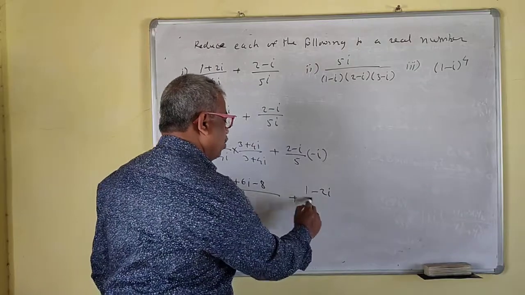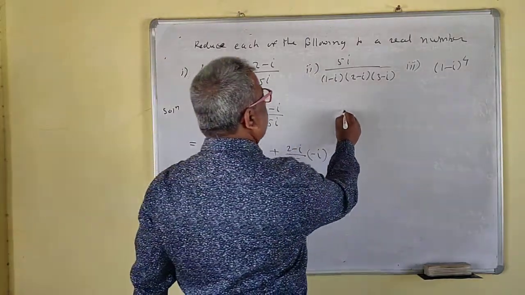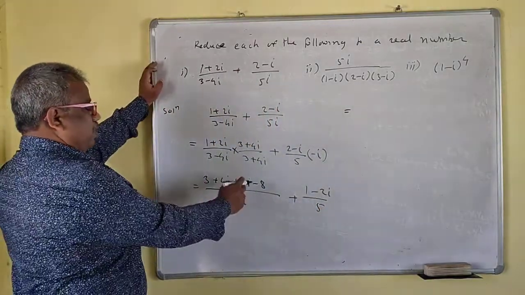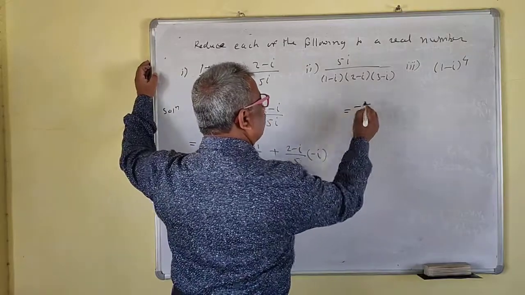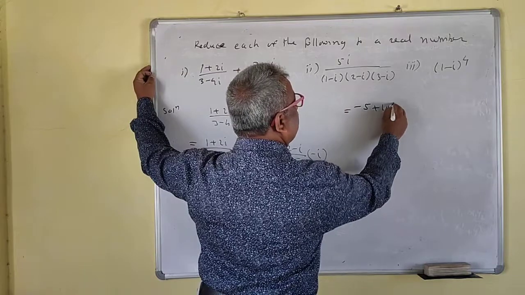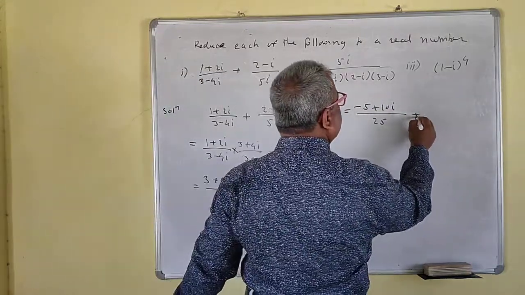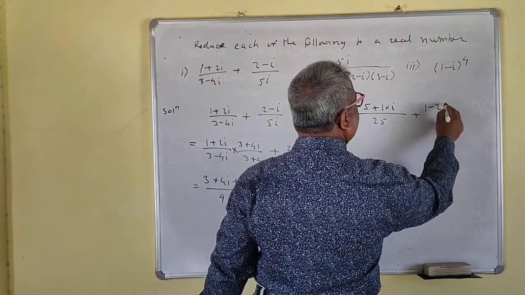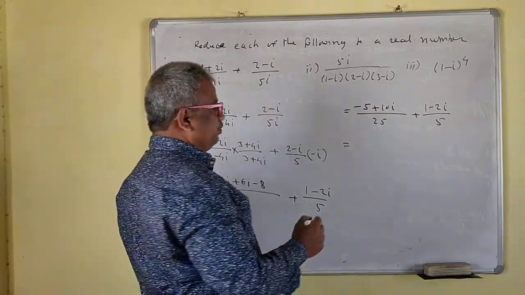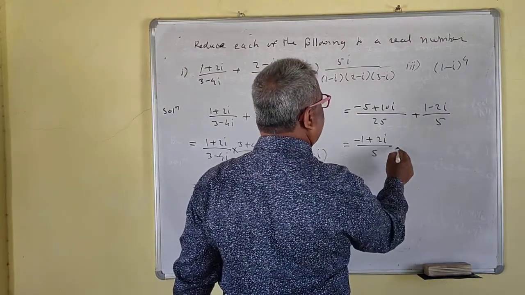So 1 upon 5 now. Okay. So now this is what then? We'll do the simplification. This is what? Minus 5 real part plus 10I upon 25 plus 1 minus twice I upon 5. So again 5 get cancelled. So this is what? Minus 1 plus twice I upon 5.